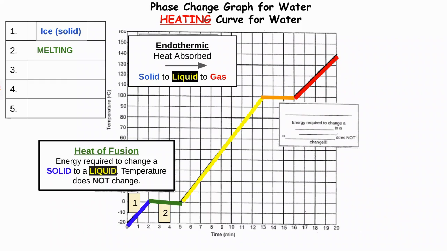From 5 minutes all the way up to 13 minutes, the temperature continues to increase. Now we could color that part in yellow. That will be your number 3. So from 5 minutes to 13 minutes, that ice has now gone through the phase change. It is all water, but it continues to heat. The temperature continues to go up until at 13 minutes, you'll see it reaches 100 degrees Celsius.